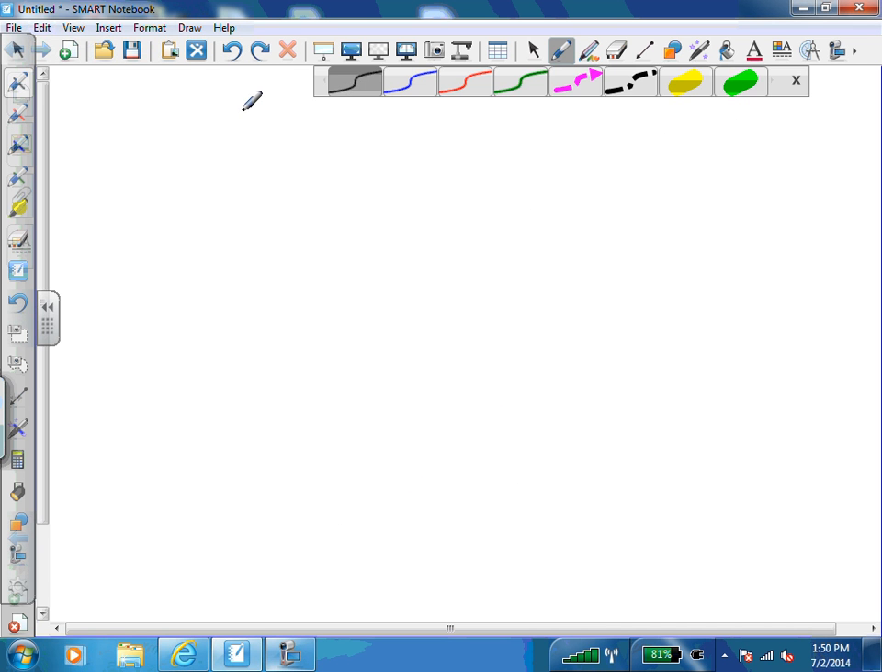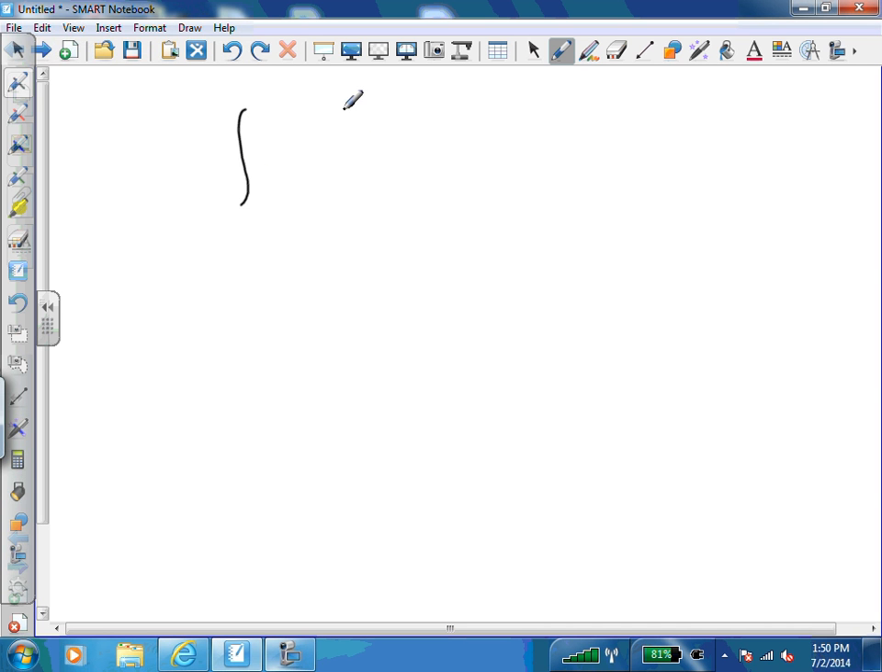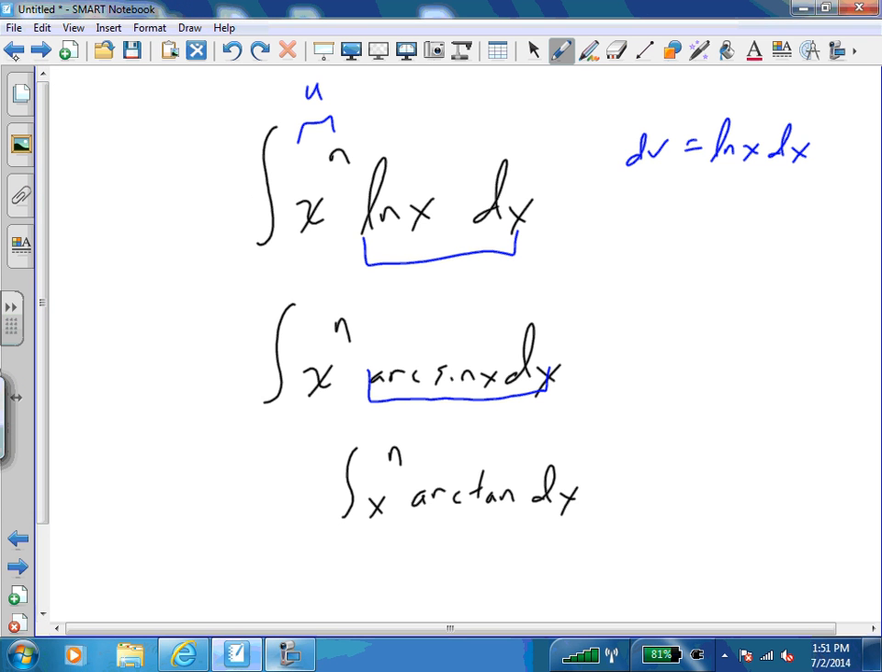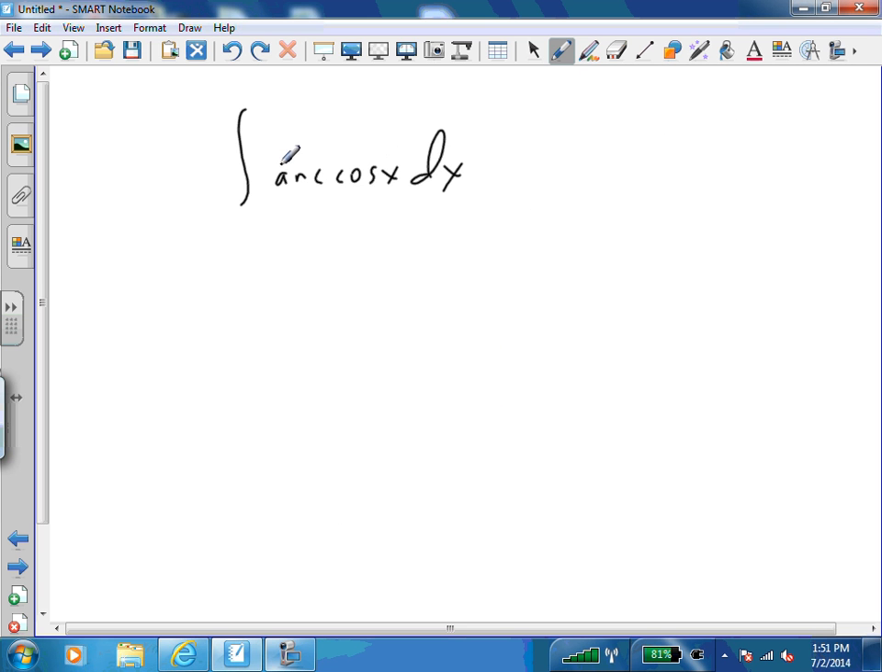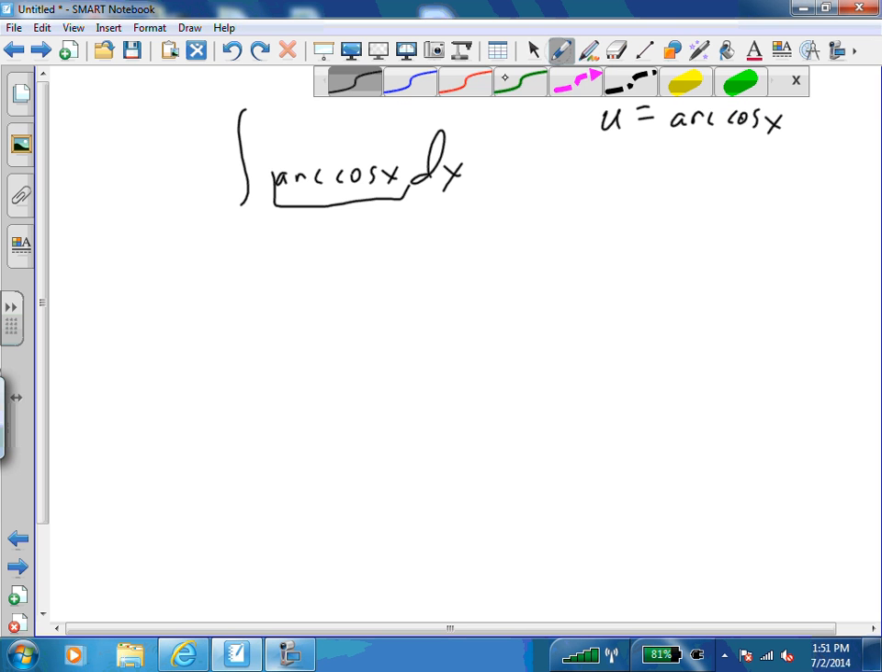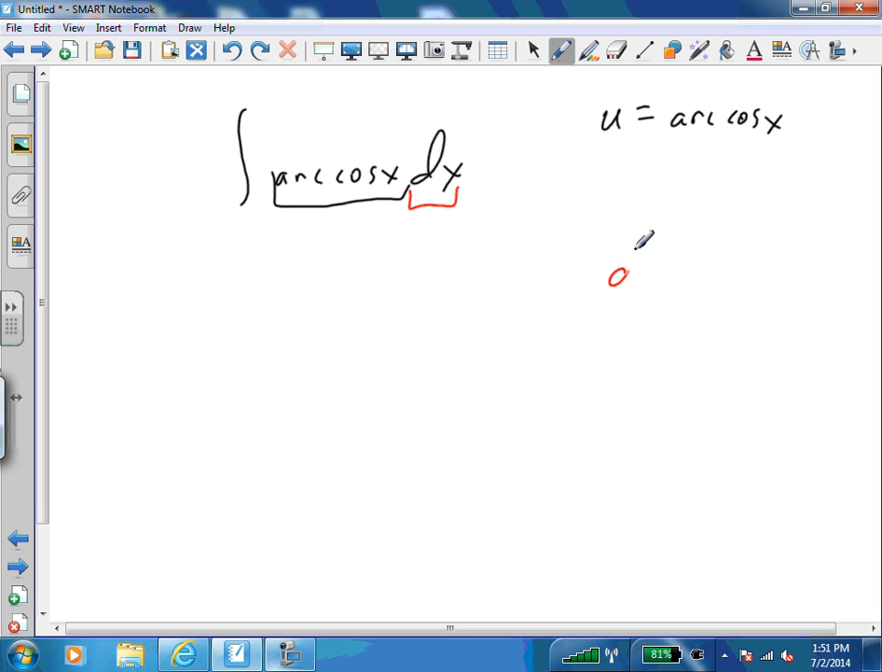So let's work one. Let's work this. We actually have x to the 0. We don't have an x here. So we can't pick that part to be dv since we can't integrate it. So we're going to pick that part to be u. So in this case, dv is just what? dx.